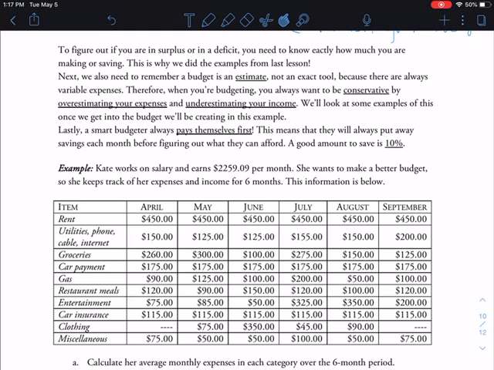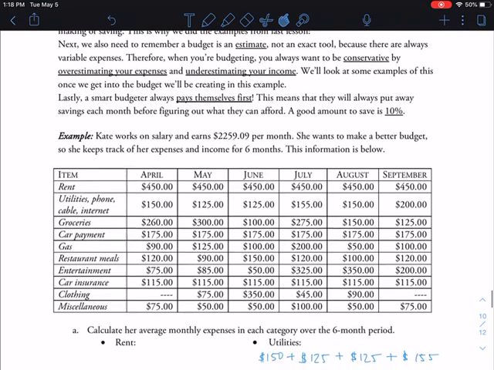And we also need to remember, super important, that a budget is an estimate, not an exact tool. Okay, that's written right here. And that is because there are always expenses that are variable, like we talked about, okay? So we are always going to be conservative, which in this case just means careful, by overestimating your expenses, so slightly making them more expensive in your budget than they really are, and by underestimating your income, so by slightly saying you have a little bit less income than you actually do. We're going to look at this type of stuff in this example, don't worry.